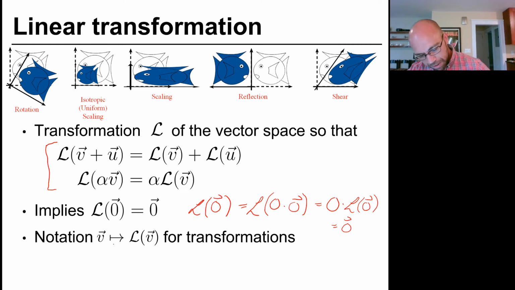One more little piece of notation. This thing, you can read it out loud as "maps to". So you can think of this little arrow as sort of talking about the map that takes v to L of v. So it's just nice notation for a transformation. Often linear, but in different areas of math, it doesn't have to be.